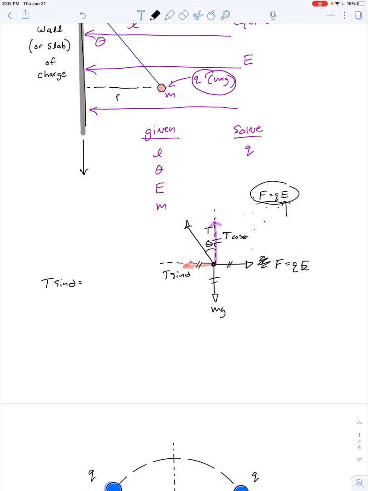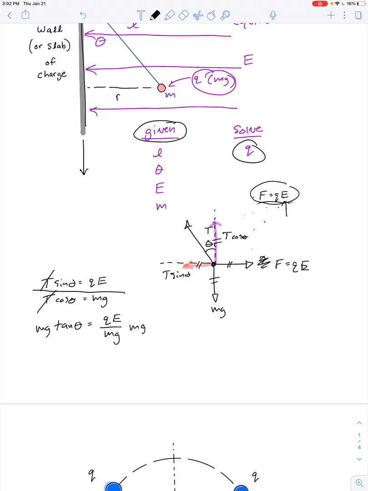So if T sine theta equals QE and T cosine theta is equal to mg, you can get rid of one of the unknowns, right? Our list of given quantities didn't include tension, but we can cancel it out by dividing one equation by the other, and we'll have tangent theta is equal to QE over mg. And so if the question was just to solve for Q, all we have to do is multiply both sides of the equation by mg, divide both sides of the equation by E, and there we have it. The charge would be equal to mg tangent theta divided by E.